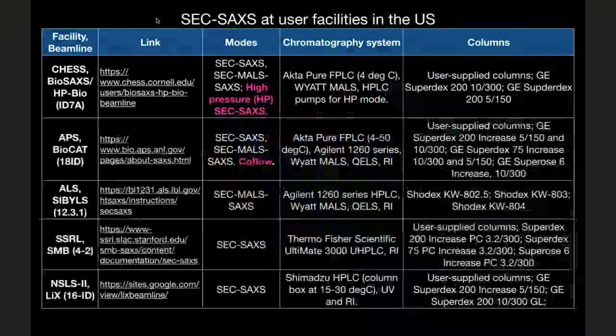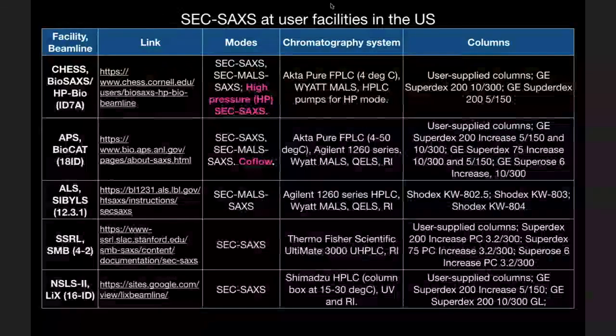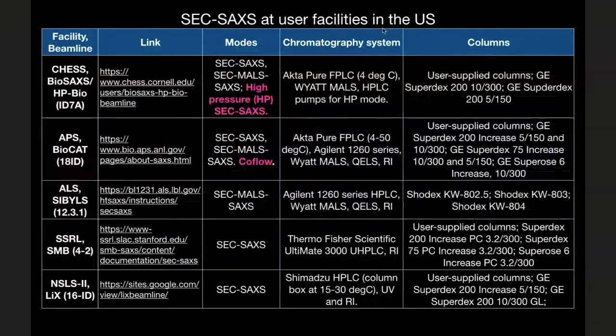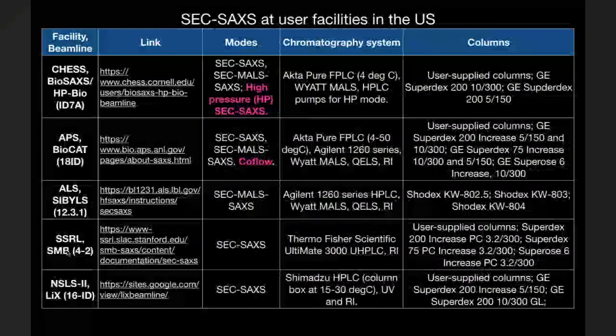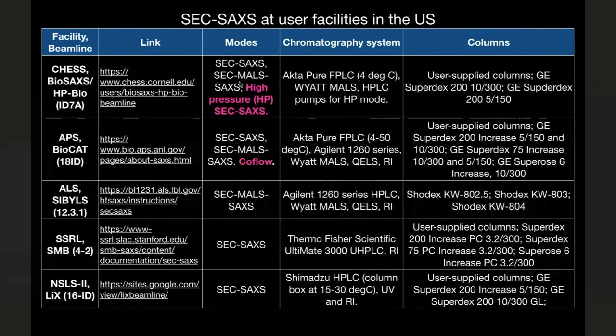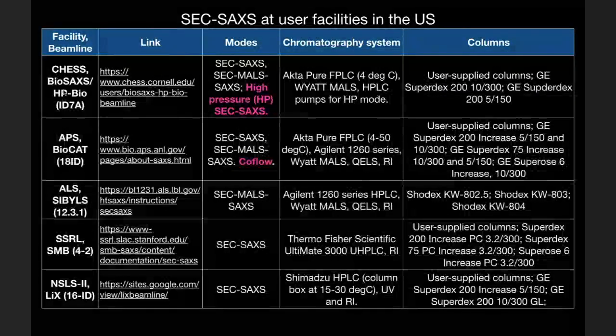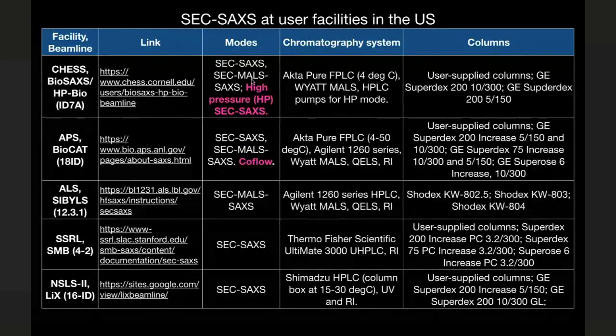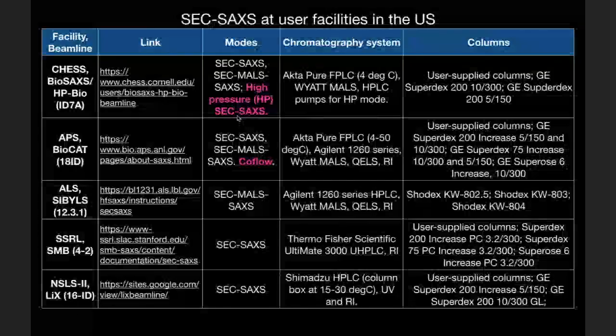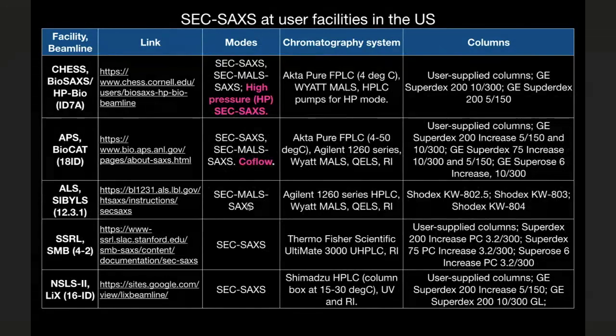Okay, so here is just an exhaustive table of SEC-SAXS capabilities at various user facilities in the US, at least according to the most recent information I could find online. As you can see, a number of beamlines in the US have SEC-SAXS, and many of them have other capabilities as well. For example, CHESS can do high pressure SEC-SAXS, which is a unique capability. BioCAT has SEC-SAXS-MALS and CoFlow.